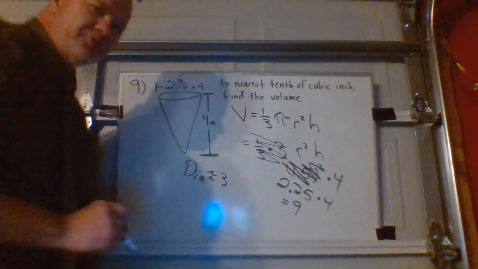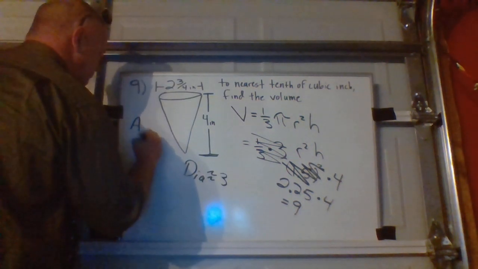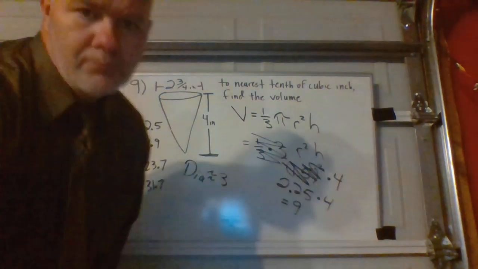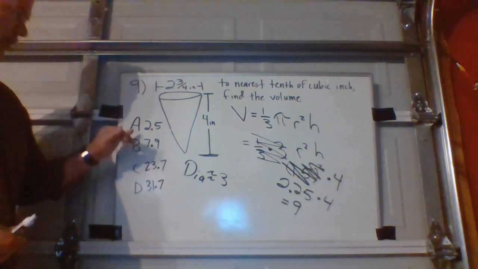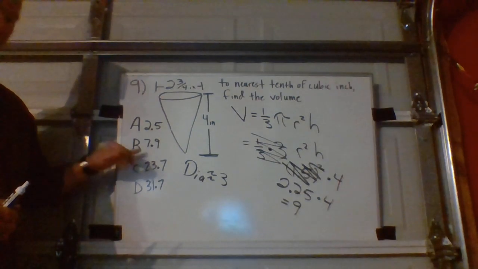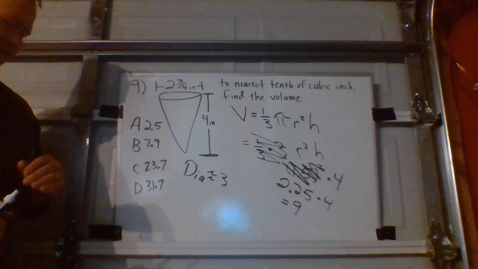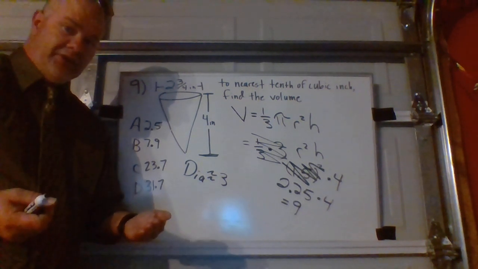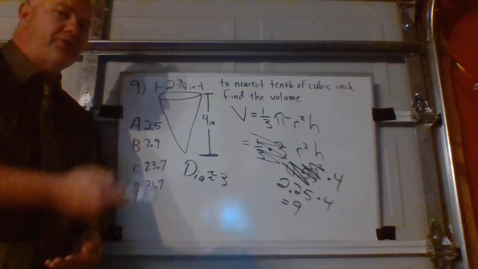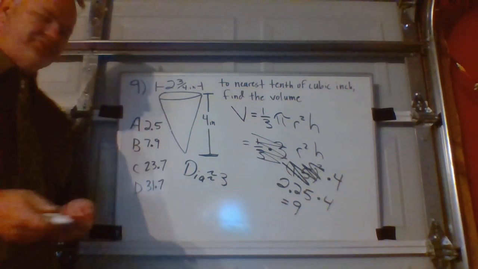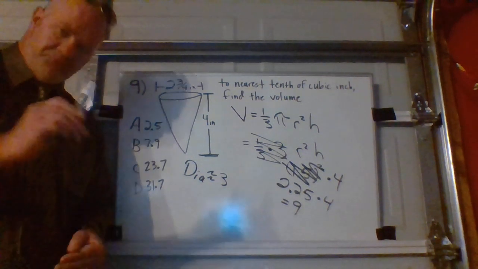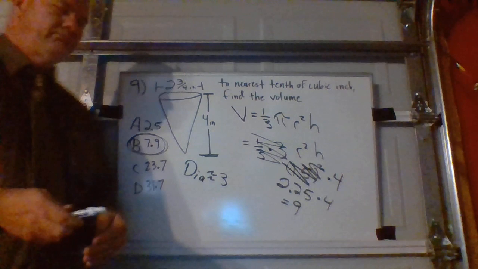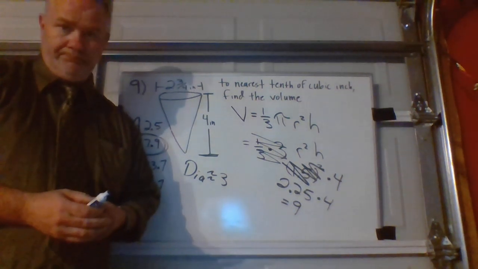Let's take a look at the multiple choice answers on this. I'll pause for a moment while I write those down. Okay, the multiple choice answers are as follows. A, 2.5. B, 7.9. C, 23.7. D, 31.7. As you can see, the only answer even close to 9 is 7.9. So at this point in time, technically speaking, I'm absolutely done. That only took a minute or two.